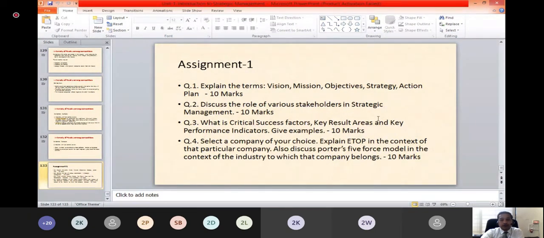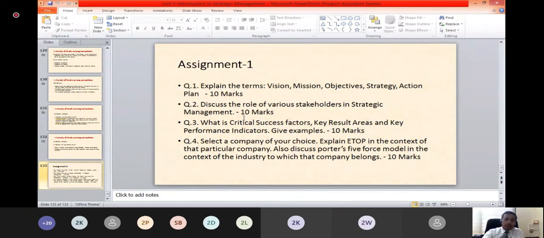There will be 4 questions in this assignment. First question is explain the terms. So basic terms you will have to describe, like vision, mission, objective, strategy, action plan. Second question is discuss the role of various stakeholders in strategic management. Then third question, what is critical success factor, key result areas and key performance indicators? Give few examples.